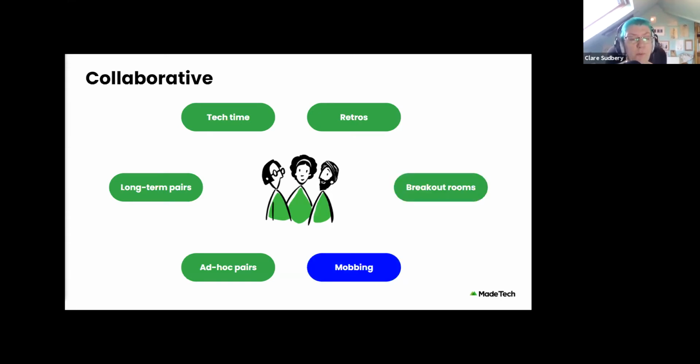We also use mobbing, which is also known as mob programming. It's the idea that you get a group of people together to all work on one problem at the same time. There is a shared screen, there's a shared piece of code, and everybody is working on it together, which is a fantastic way of building collaboration. And we also use pair programming. Mob programming is kind of an extension of pair programming.